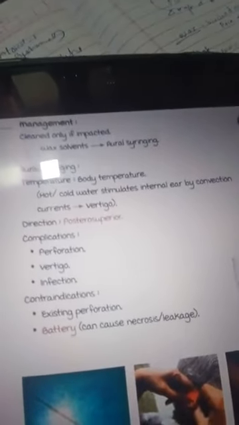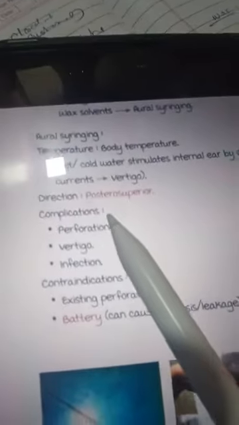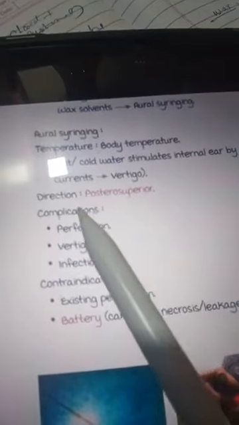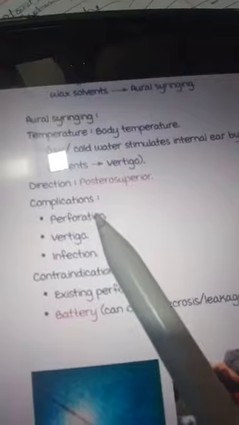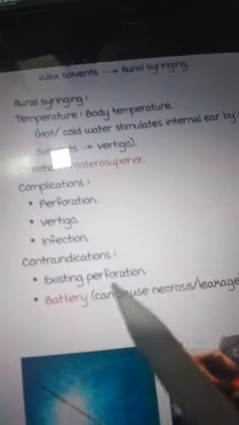How can we manage it? We use a wax solvent, and then aural syringing. What is aural syringing? How is aural syringing done, as in a diagram? First thing is the temperature we select is body temperature, because hot and cold water will stimulate the internal ear by convection. Hot currents will basically cause vertigo. Direction is postero-superior. Complications: perforation, vertigo, infection.